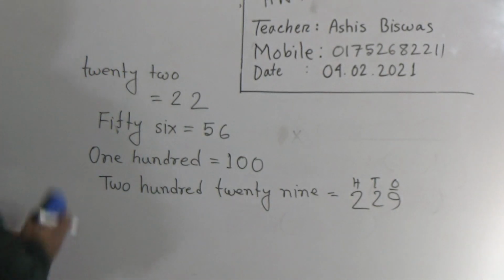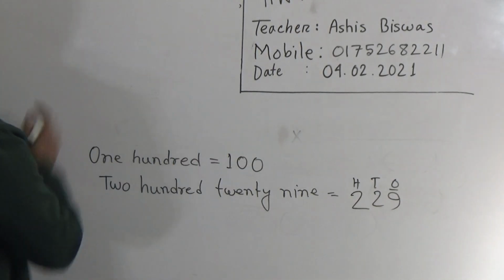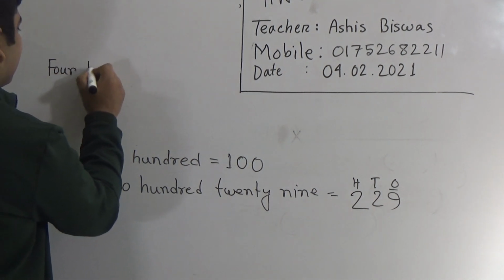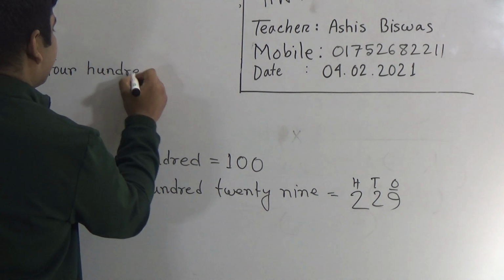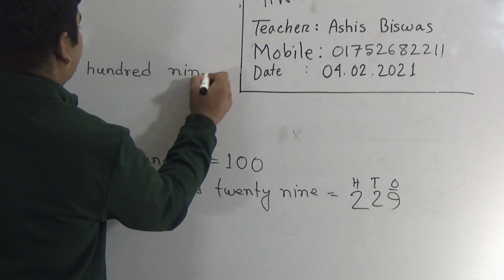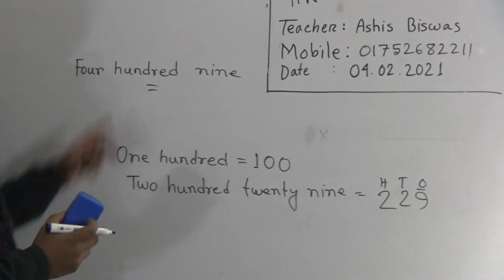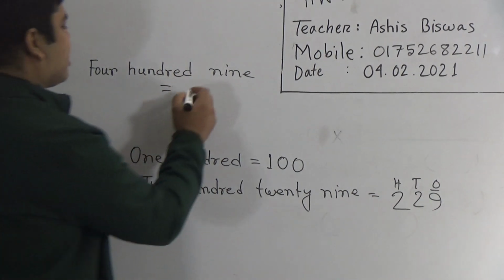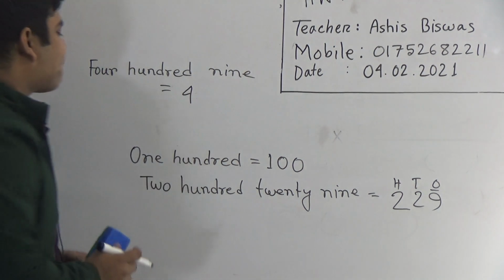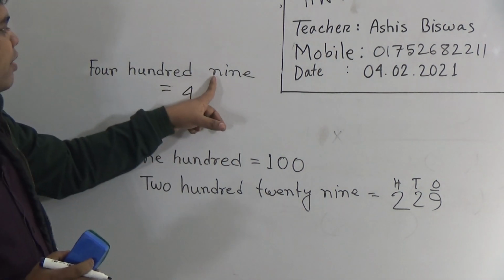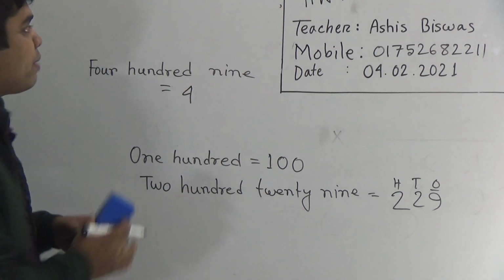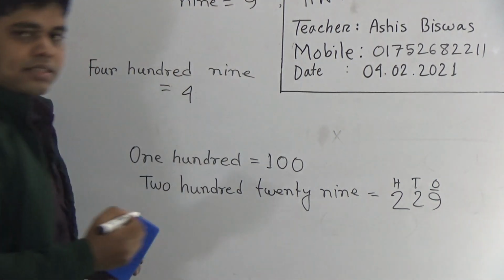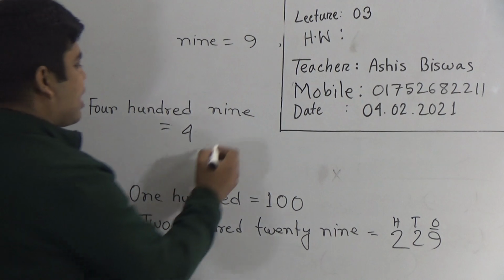Okay, next, please notice 409. My dear students, notice 409. So, for 400, I write here 4 first. Okay, now notice 409. What do you mean by 9? 9 means this digit 9. So I write here 9.